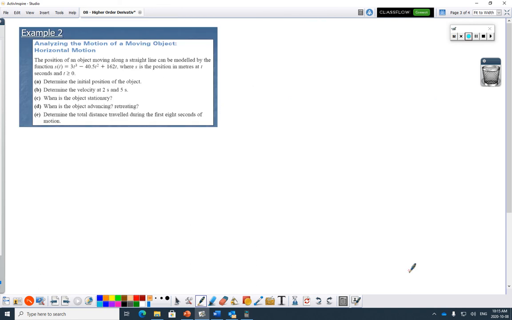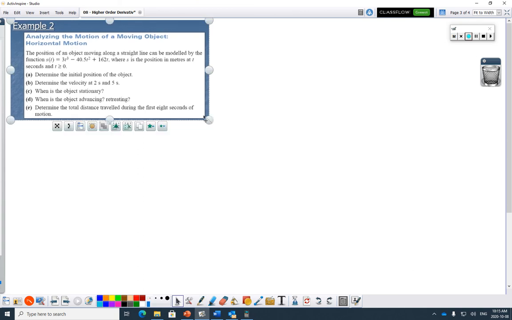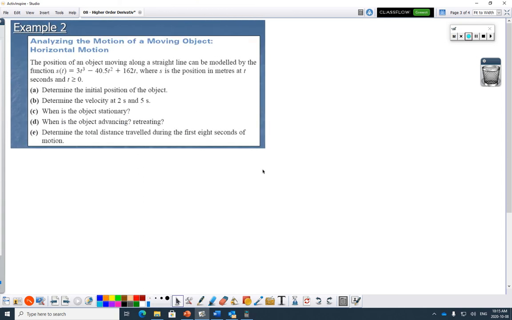Sample 2. The position of an object along a straight line can be modeled by S of t equals 3t cubed minus 40.5 t squared plus 162t. By taking out up and down, they've taken gravity out of it, and it doesn't look like the standard physics equation you look up.